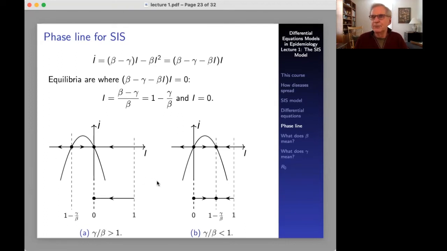Now, for our purposes, we only care about I between 0 and 1. Here in each case between 0 and 1. So let's just focus here on I between 0 and 1. That's what's important to us.